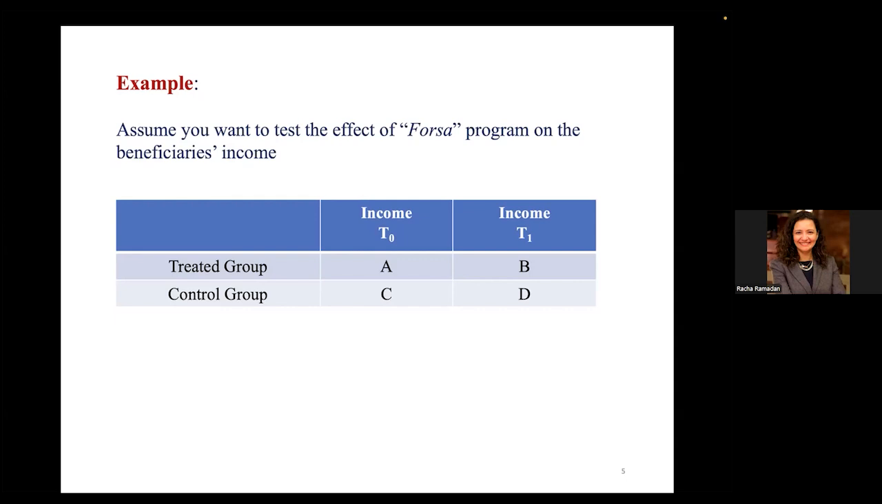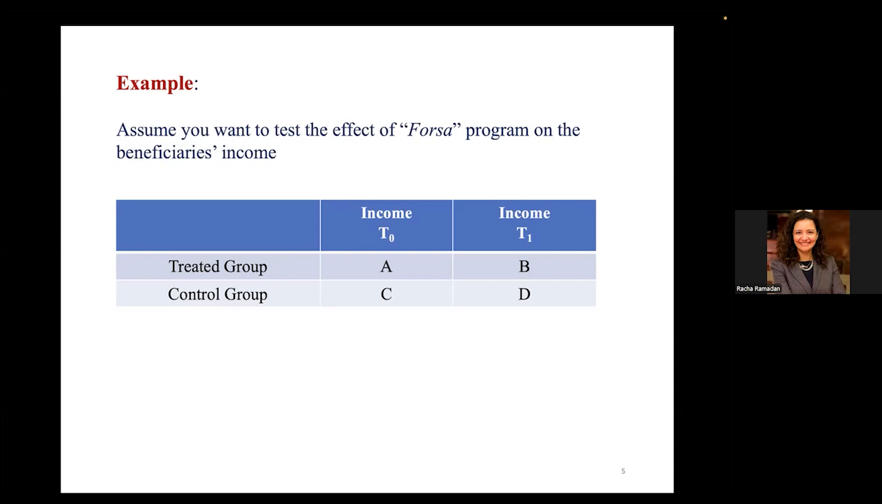Again, the selection into the program and the income of the individuals depend on observable and unobservable characteristics. Now, if I have panel data, assume I have the data regarding those who benefited from the program, who benefit from Forsa, and those are our treated group. We have also our control group. We have their income at period T0 before the implementation of Forsa, and we have information on their income and their characteristics after the implementation of the program.